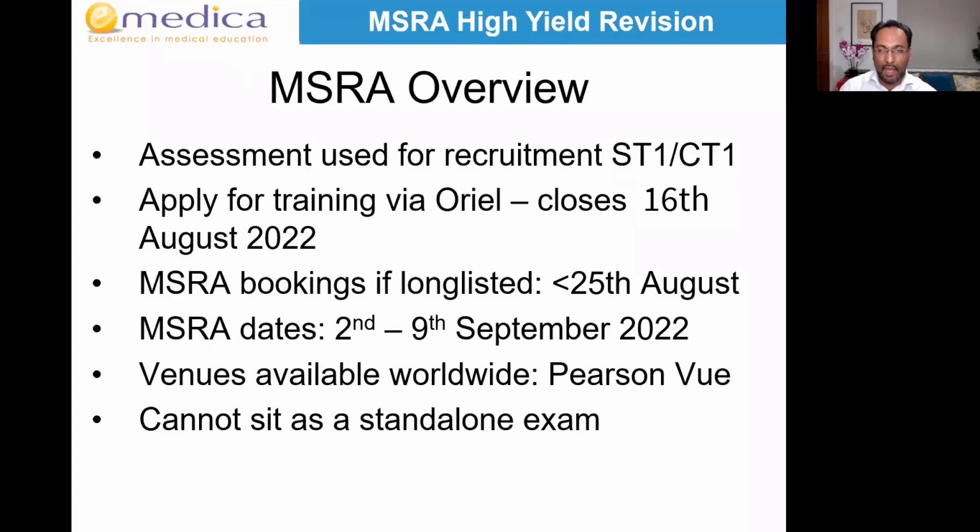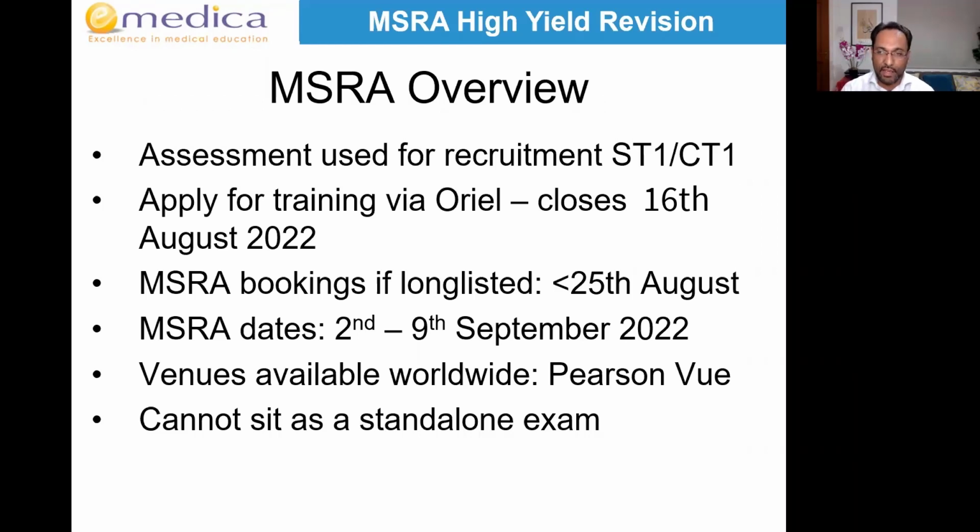Okay, so the MSRA, it's an assessment used primarily for recruitment at ST1 and CT1 level for various specialties. It is used also for ST3 level entry for nuclear medicine, but otherwise it's primarily for ST1 and CT1. And you apply for training via Oriel, which is the specialty recruitment platform for all specialties.